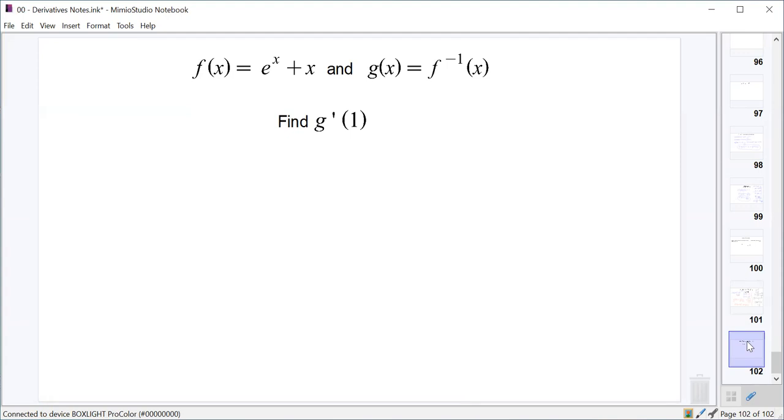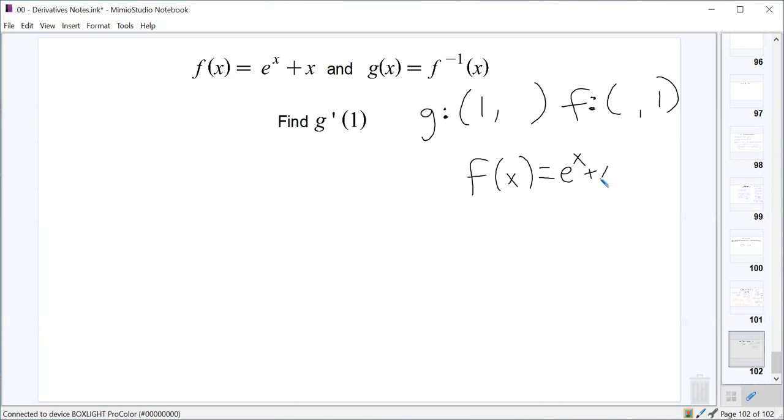We're given f of x equals e to the x plus x. And we know that g of x is the inverse function of f. And I want g prime of 1. Well, g prime of 1 means that g contains a point 1, comma, something, which means that f contains a point something, comma, 1. So we'll just set f of x equal to 1, because the y value here that we're looking for f is 1. And we'll see if we can come up with the value.